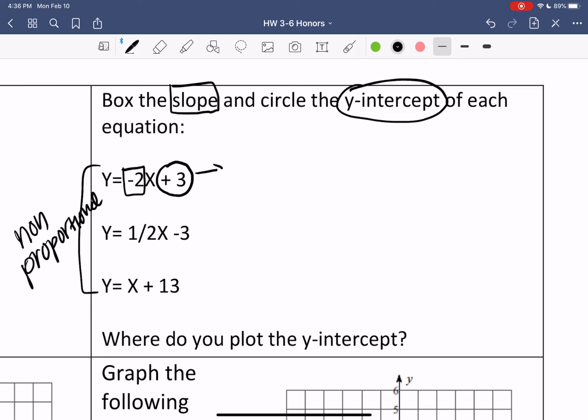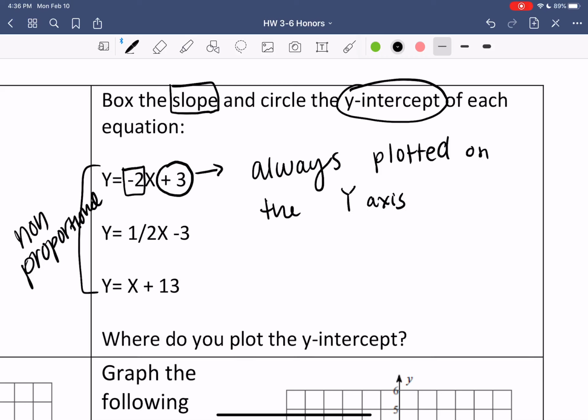And this y-intercept is always plotted on the y-axis. That's because if you substitute a 0 in for x, y equals -2 times 0 plus 3. -2 times 0 is 0, and then we're left with y equals 3. So your coordinate point ends up being (0, 3), and this would be plotted on the y-axis about right there.